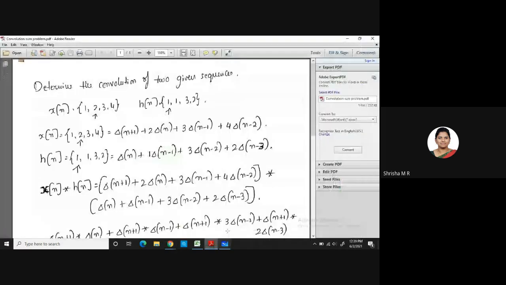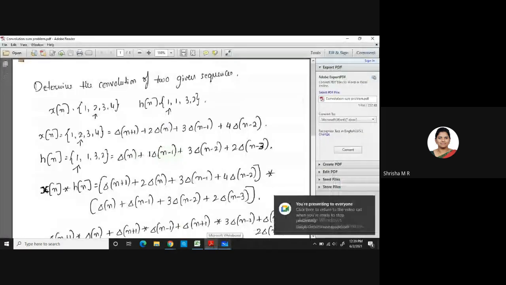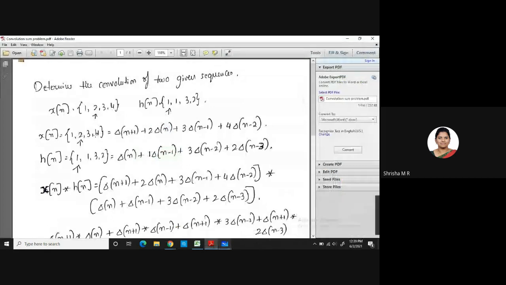So x of n can be written as delta n plus 1 plus 2 times delta n plus 3 times delta n minus 1 plus 4 times delta n minus 2. Okay, I can write x of n like this. Whereas h of n also I can write in a similar way by the shifted version of impulse responses. So origin is at 1. At n is equal to 0, amplitude is 1. So I can write it as delta n plus 1 times delta n minus 1 plus 3 times delta n minus 2 plus 2 times delta n minus 3.